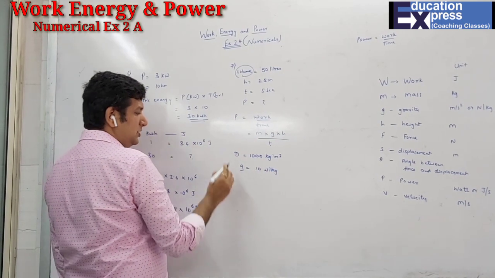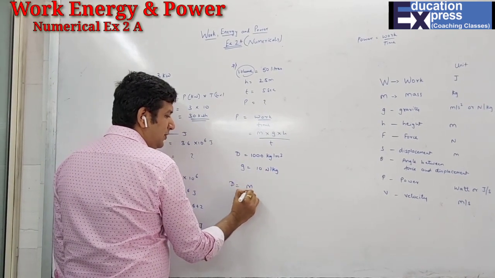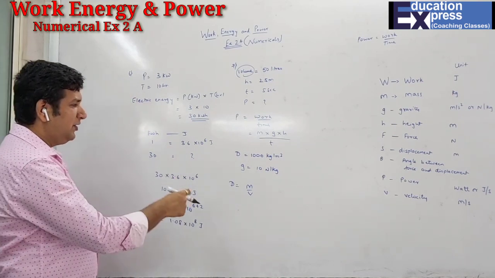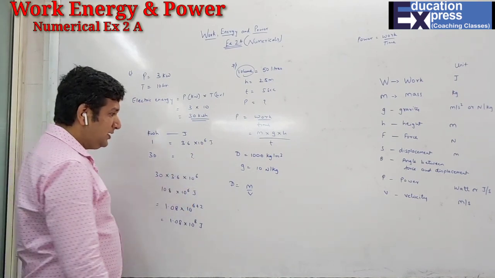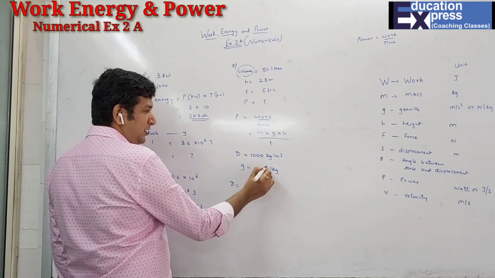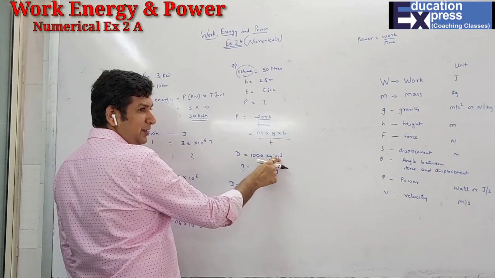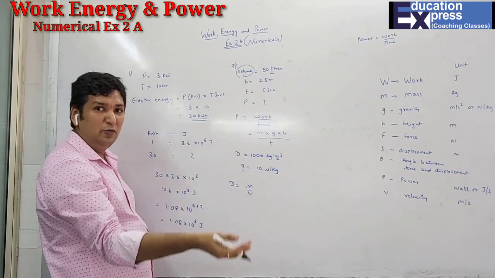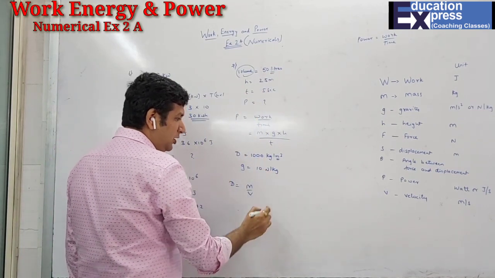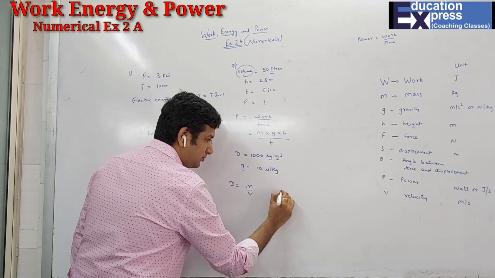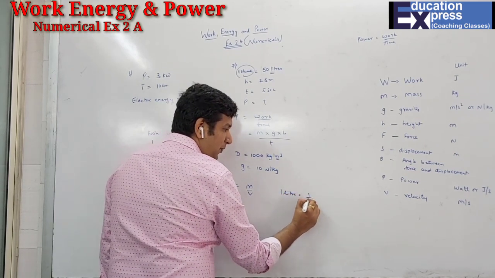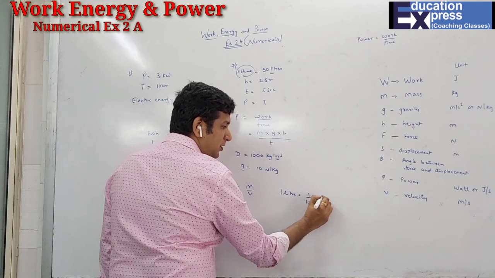So now using the formula density equals mass upon volume, we can find the mass of the water. But here the density is in kg per meter cube, which means the volume must be in meter cube, and here the volume is in liters. So first I have to convert liters into meter cube. How to convert liters into meter cube? Students, over here 1 liter is 1 upon 1000 meter cube.